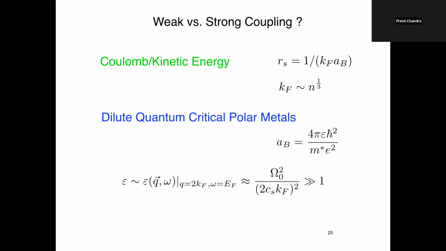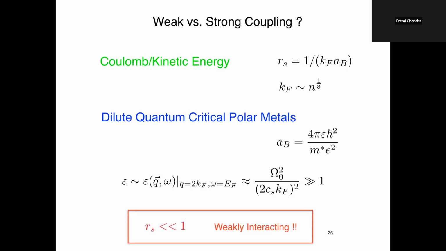Now you might ask about weak versus strong coupling. Normally we calculate rs by looking at the ratio of the Coulomb to kinetic energy. rs is 1 over kF aB, because Coulomb goes as 1 over r, r goes as n to the minus one third, and kinetic energy goes like kF squared, which is n to the 2/3. So we get rs is 1 over kF aB, and kF is n to the 1/3. Normally, if you have a very dilute system, you think we're in strong coupling. But here, once again, because our dielectric susceptibility is so large, we have a system which is weakly interacting. So we can treat it with weak coupling.